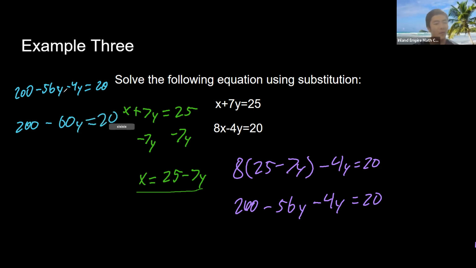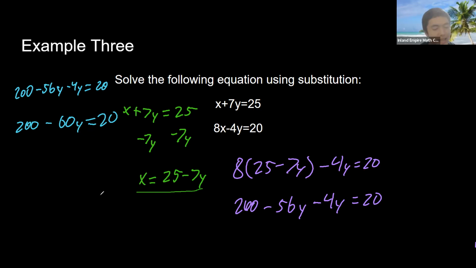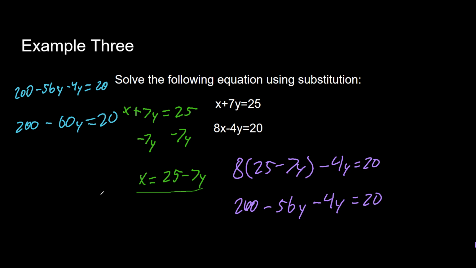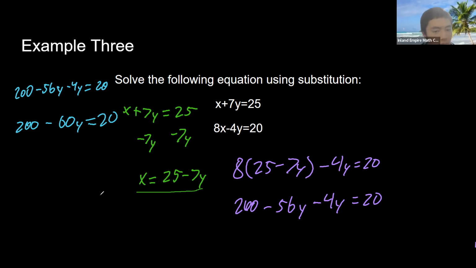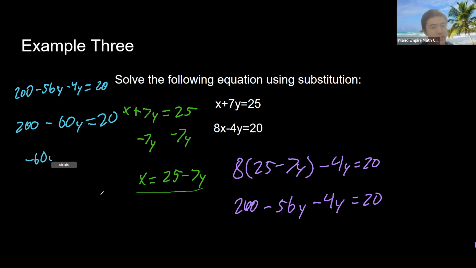So you're saying it would be 200 minus 60y equals 20. Exactly, yep. So do I subtract 200 on both sides from the 20? Yep, minus 60y equals negative 180. Now we're done, Kaden. What's the answer?